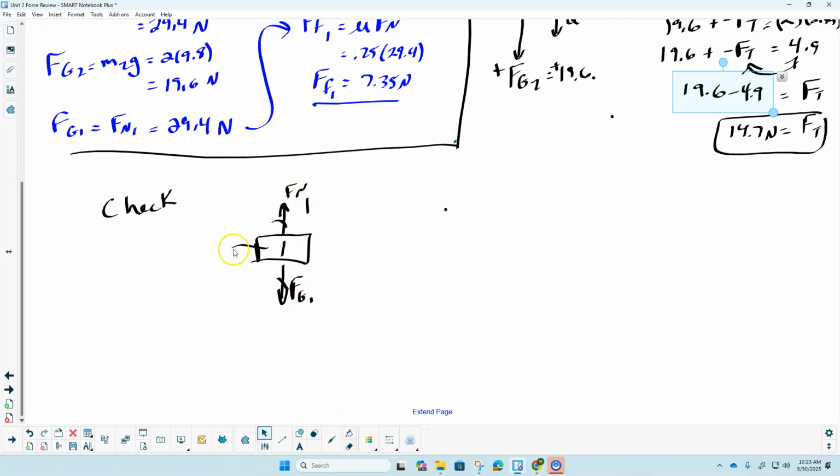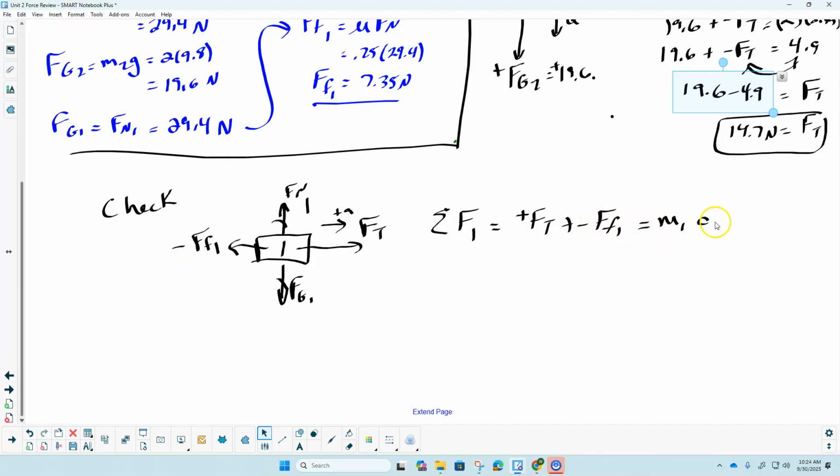But if we draw the forces that are going horizontally, we have the force of friction on 1, we have the tension on 1, and the tension should be bigger than the friction. So again, the sum of the forces on block 1: we have a positive tension because that's the way it accelerates, to the right. The friction is negative, and that's equal to M1 times A.